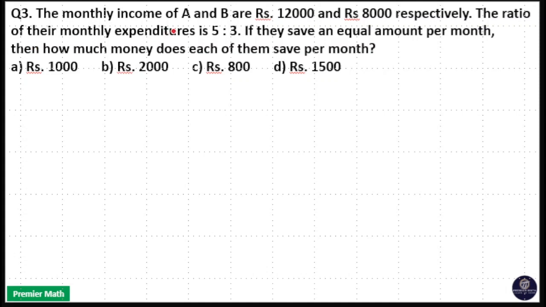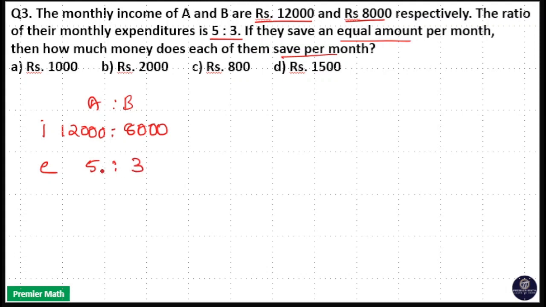Next is question number 3. The monthly incomes of A and B are 12,000 rupees and 8,000 rupees respectively. The ratio of their monthly expenditure is 5:3. If they save an equal amount per month, how much money does each of them save per month? So we have A and B here. Note their income is 12,000 and 8,000, and their expenditure is in the ratio 5:3. I will take it as 5x and 3x.